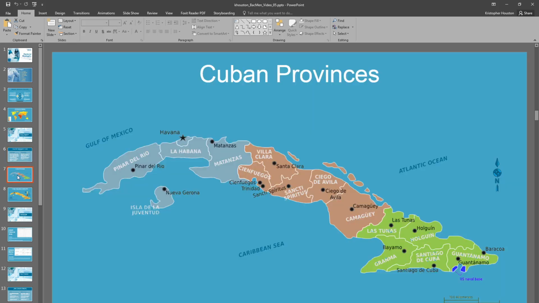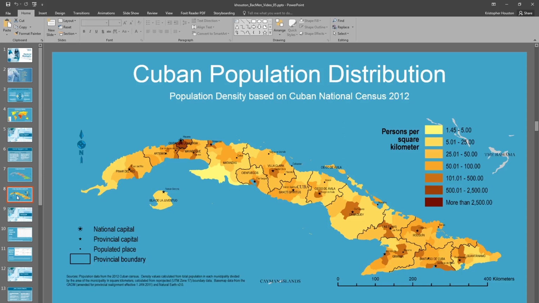Here is a map of the Cuban provinces. As you can see, they're broken down into the western, eastern, and central regions, but each one of these denotes a separate province in Cuba. This is the central area of Havana, which is the capital. Here is another breakdown of the population density. As you can see, it's rather well distributed with the exception of the capital area here to the west, and a little bit more populated here in the east near Guantanamo Bay. As you can also see, some of the provincial capitals here also have a much higher population density.